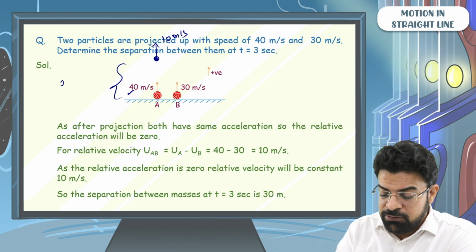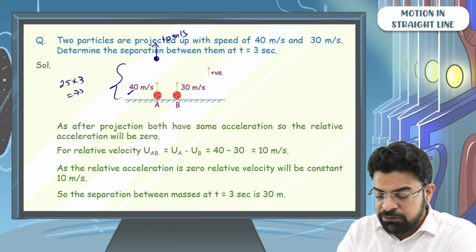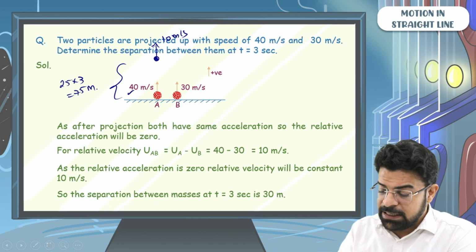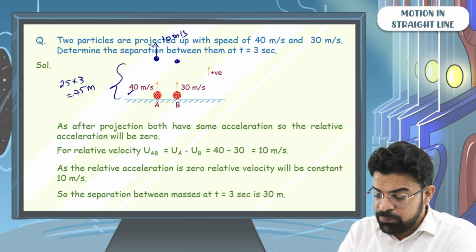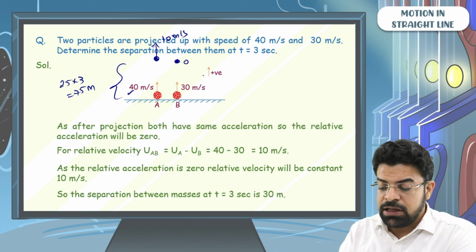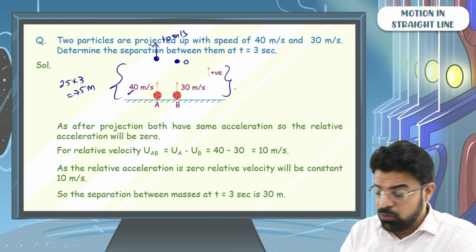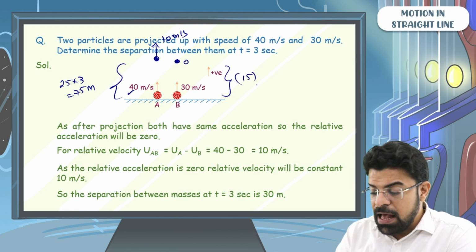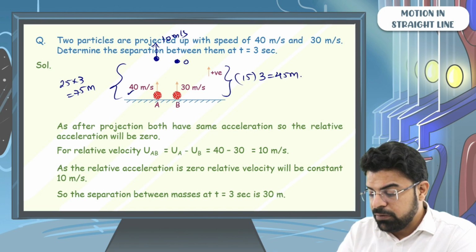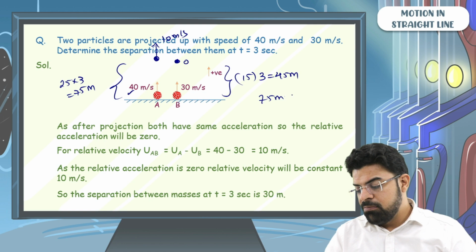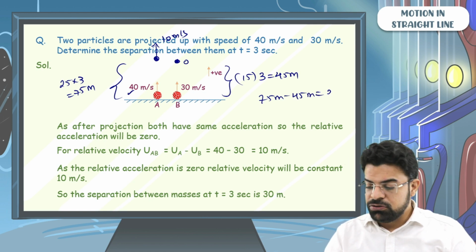So the height attained will be 25 into 3, that is 75 meter. For the ball B, after 3 seconds, its velocity will be 0. So the average velocity for these 3 seconds for ball B will be (30 plus 0) by 2, that is 15. So the average velocity is 15 and the time frame is 3. So the height will be 45 meter. So the difference in their height is 75 meter minus 45 meter equals 30 meter.